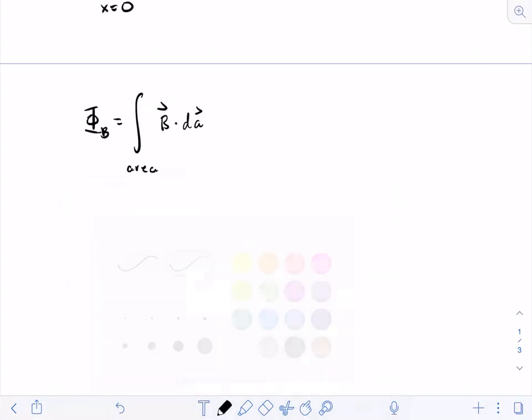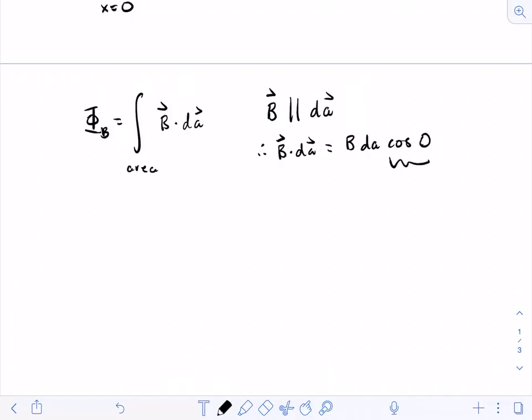So we have B is parallel to dA. Therefore, B dot dA is B times dA times the cosine of the angle between those vectors. But if they're parallel, the angle between them is 0, and so this is 1. And so we have just B dA. So we get rid of the vector part of our integral, which is nice. Okay, and so that's equal to the integral over the area of B dA.